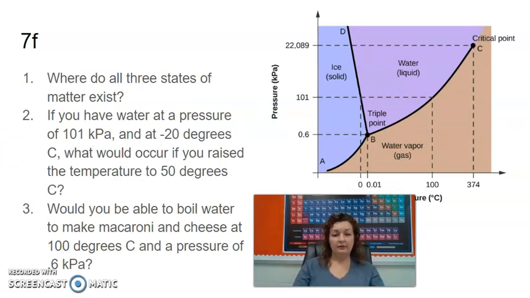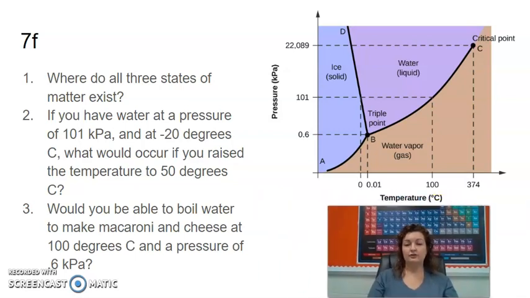This one says, where do all three states of matter exist? This graph that you're looking at is called a triple point graph, and it's really hard to get a grasp of because there are so many lines and so many things going on. But really what you're seeing is a graph divided into three different sections. You have this section here, which is all solid. Anything that falls in these lines is solid. Anything that falls in these lines is liquid. And anything that falls right here in this brown section is going to be a gas. So we can look at our graph and determine, is it a solid, a liquid, or a gas?